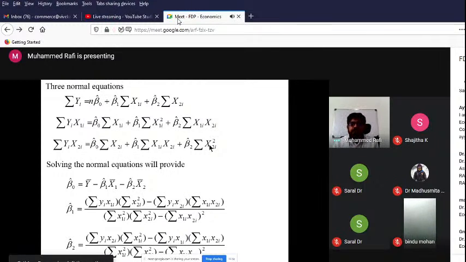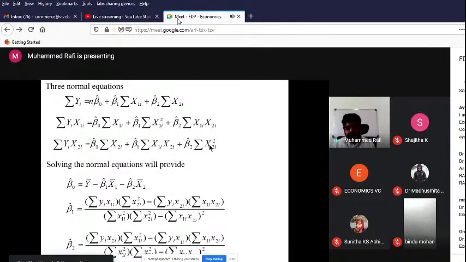So again, here we are using the same logic. We are differentiating with respect to each parameter. Then we go for the first order condition. We equate it with 0 and we get the normal equations. And by solving these normal equations, you get the values of beta 0 cap, beta 1 cap and beta 2 cap.